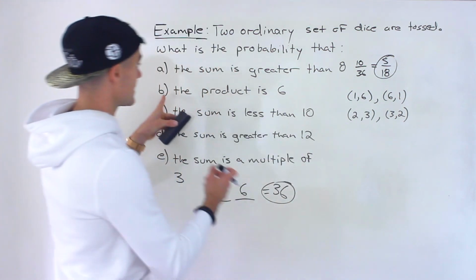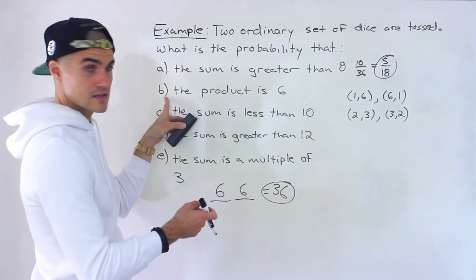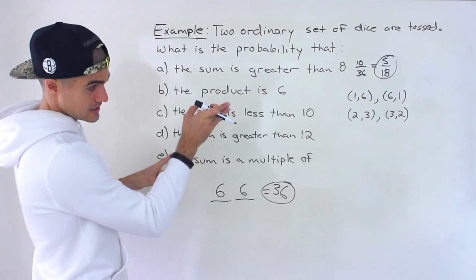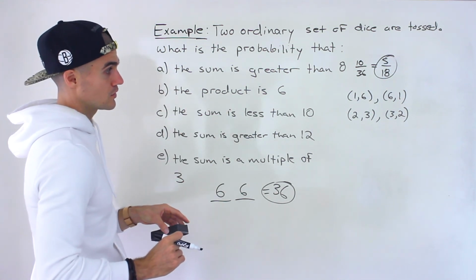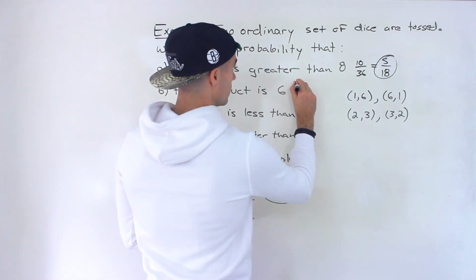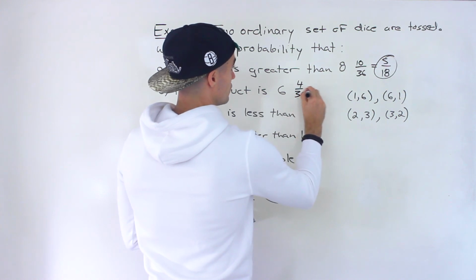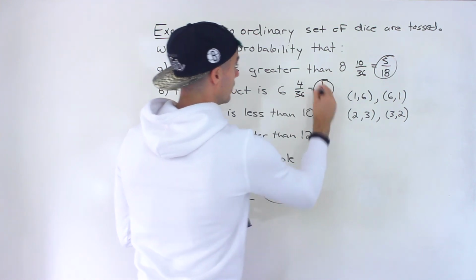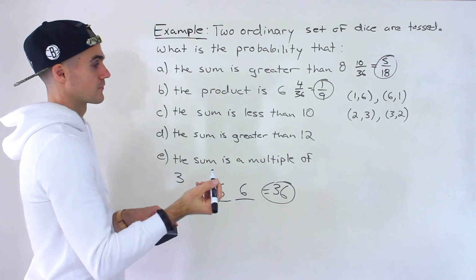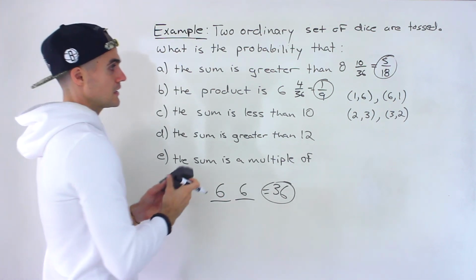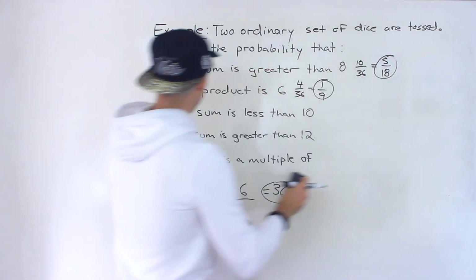So in this case, there's 4 different ways that this could happen where the product would be 6, and it would be those 4 different ways there. So the probability would be 4 over 36, and if you reduce that, it'd be 1 over 9, like that. So that's the answer to B. Now, what about the answer to C?